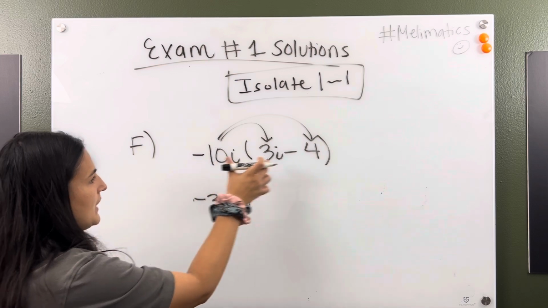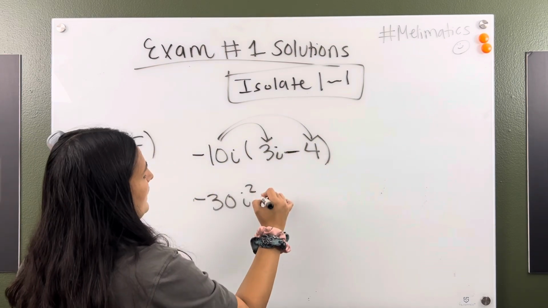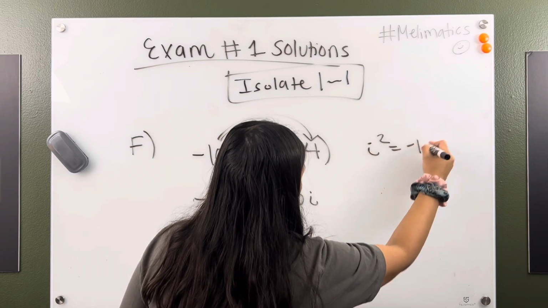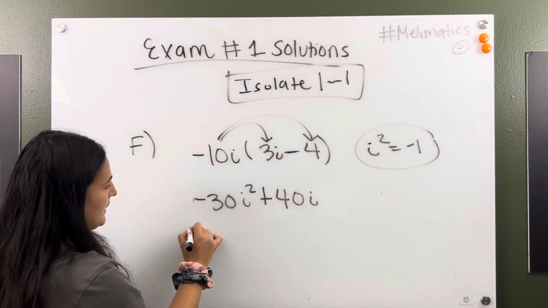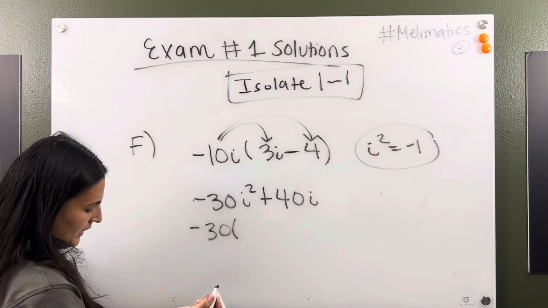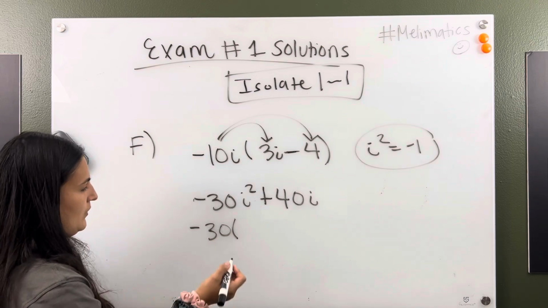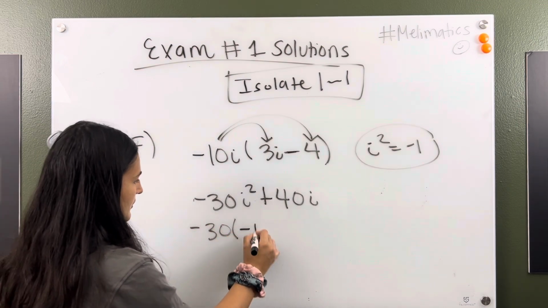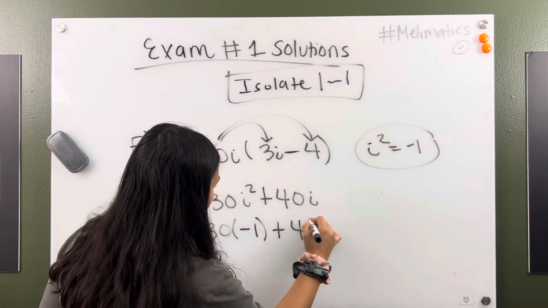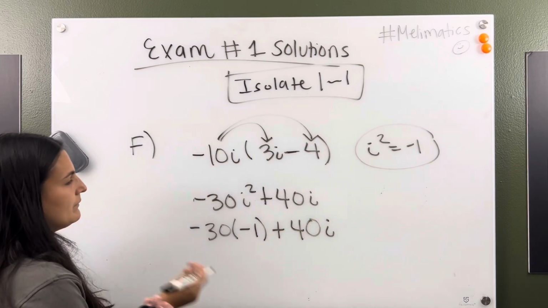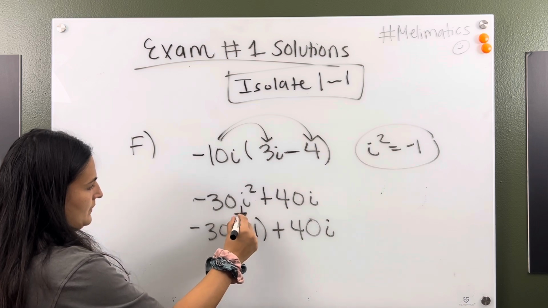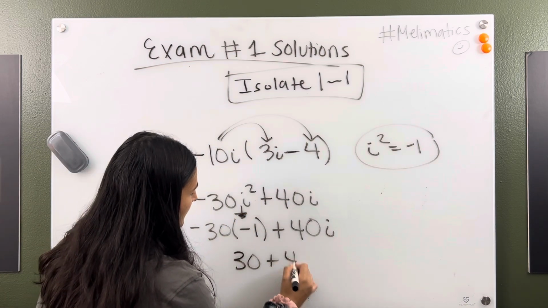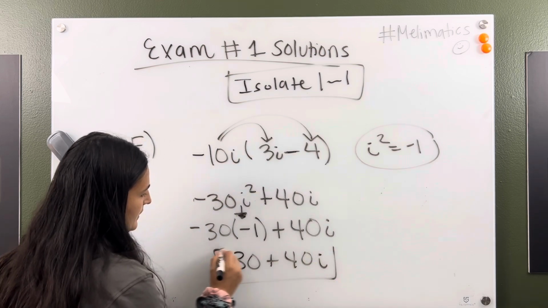What is -10i times -4? That's +40i. And remember that i squared is -1, so you do have to plug in, because you're trying to simplify, and write this in standard form. Remember, standard form means the number and then the imaginary number after that. Okay, once you plug in, the rest is easy, because what is -30 times -1? 30 plus 40i. This is in standard form.